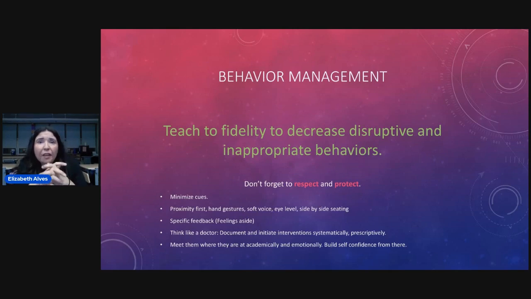So other things that you can do are things like hand gestures, using a soft voice, a low voice, getting on that student's eye level, having side-by-side seating when you're talking with a student. These are ways to show respect to the student while also getting them back on task.